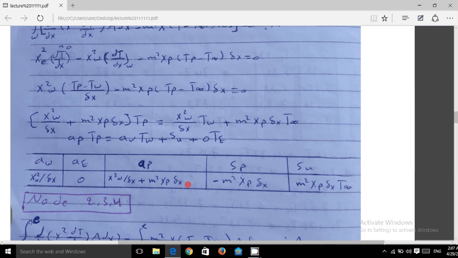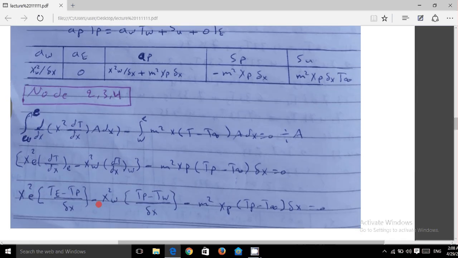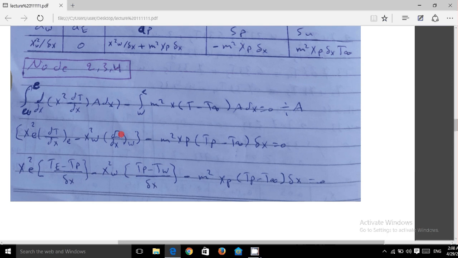m squared x_P delta x. S_P is equal to minus the source without its temperature, as the source is equal to m squared x_P delta x T infinity. It's here. So then I will integrate nodes 2, 3, 4 from west to east.